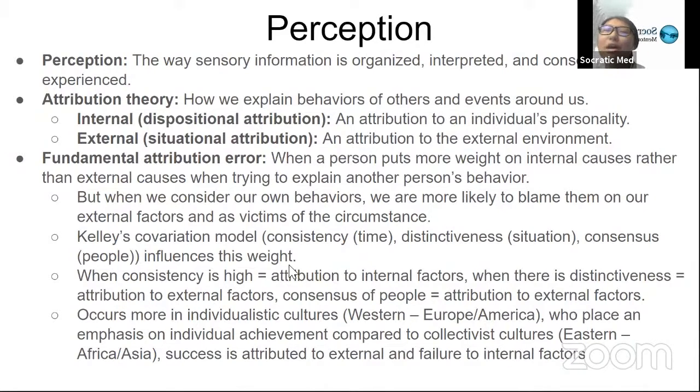But also, this is just a side note that the fundamental attribution error tends to occur more in individualistic cultures, which is Western to Europe or America, who place an emphasis on individual achievement, compared to collectivist cultures, which are Eastern or Africa or Asia, where they believe that success is attributed to external factors and that their failure is attributed to internal factors. So it's kind of an opposite of their views in these aspects.